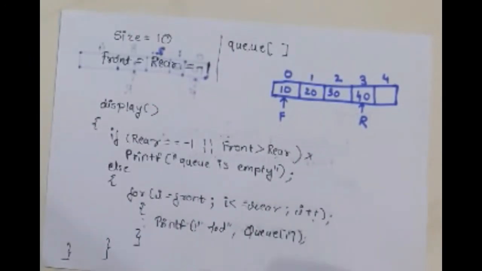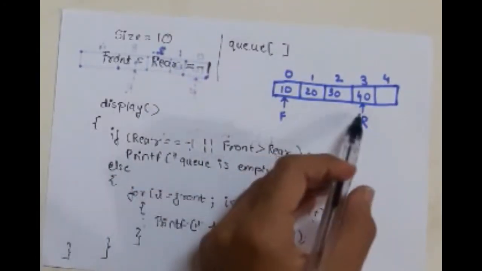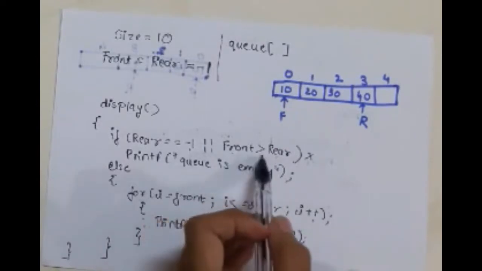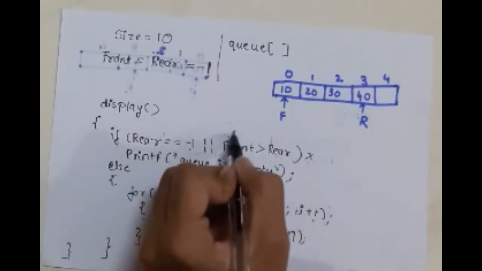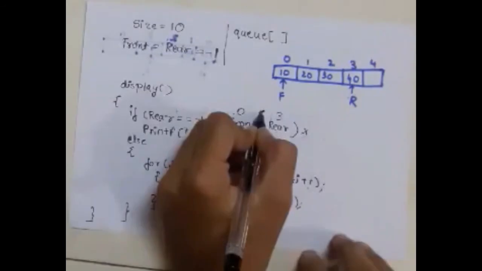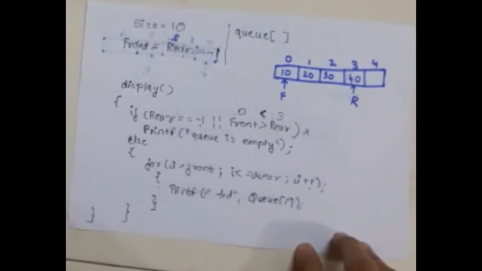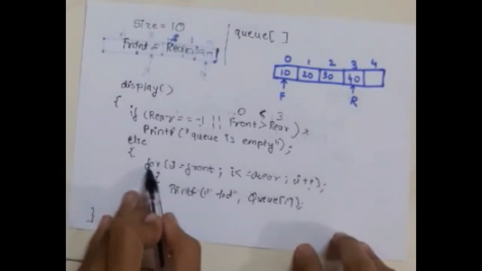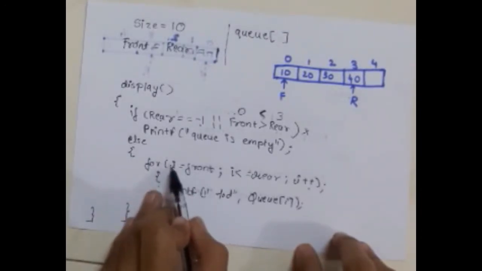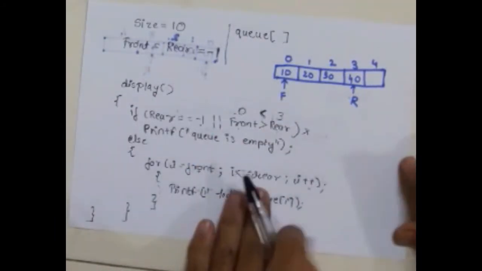Let us understand it with the help of an example. So first we will check the queue empty condition. Rear equals to -1? No, rear is at 3. Okay. And front greater than rear? No, front is 0 and rear is at 3, which means front is less than rear. Okay. So we will enter the else part. For loop: I equals to front. Front is at 0, so 0 will be assigned to I.